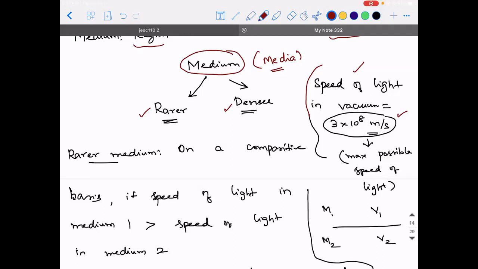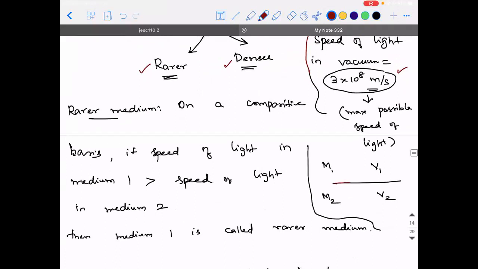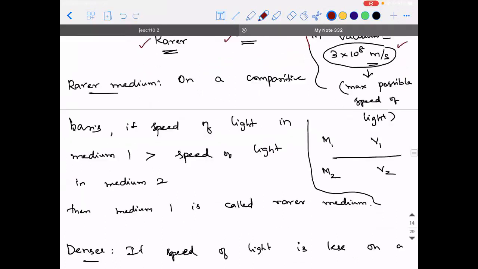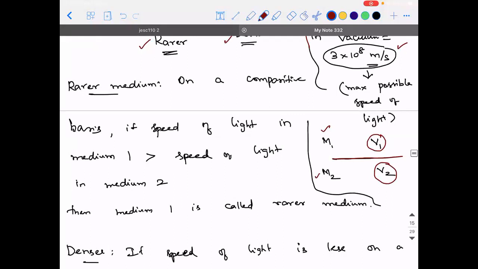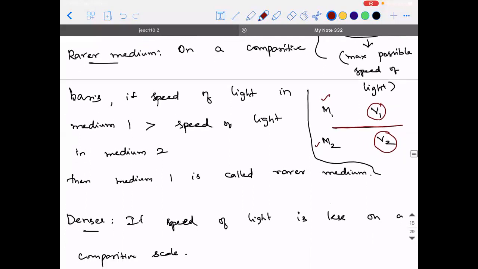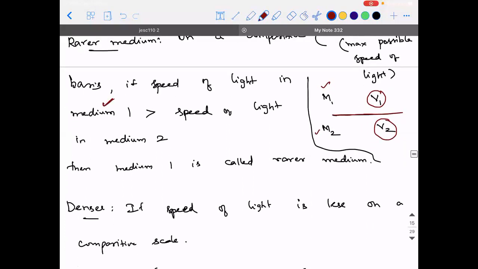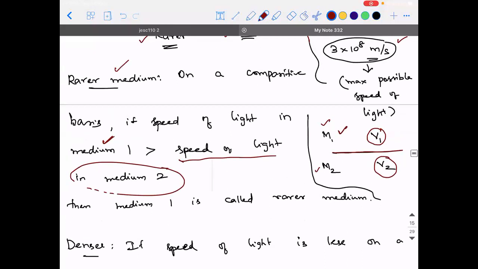Now, if I have a boundary, please stop me if there is any point that is not clear. So if there is a boundary separating two media, M1 and M2, let's say the speed of light in the first medium is V1 and the speed of light in the second medium I call V2. On a comparative basis, if the speed of light in medium 1 is greater than the speed of light in medium 2, then medium 1 can be called the rarer medium. That is what I'm trying to say.